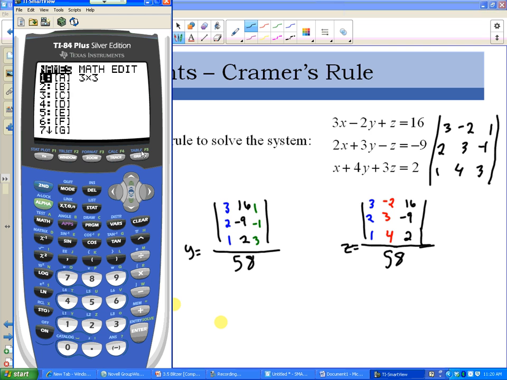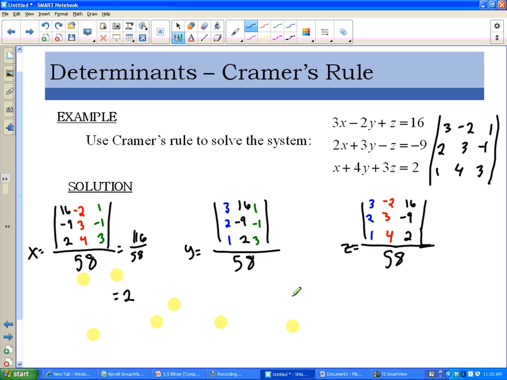Then I'm going to go and put in my next one. Second matrix. Edit. Still a 3 by 3, so 3, then 16, then 1, 2, negative 9, negative 1, 1, 2, 3, and then I can just press enter. That should be negative 174 over 58, which is negative 3.